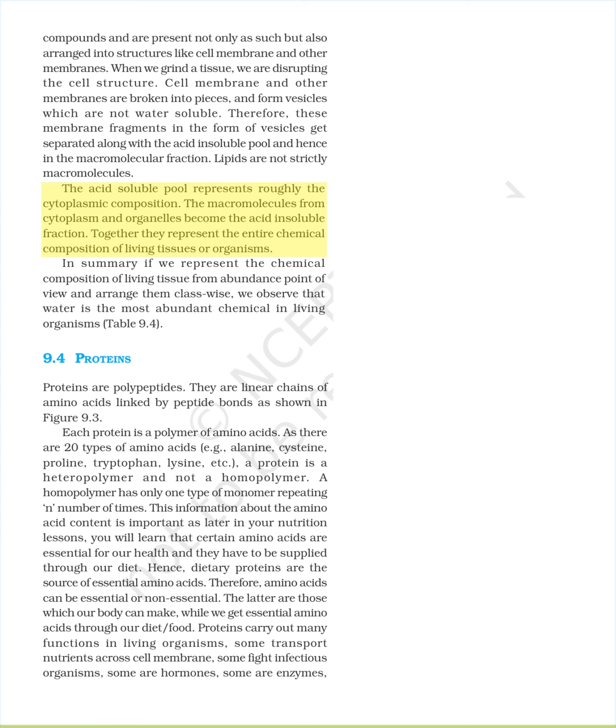The acid-soluble pool represents roughly the cytoplasmic composition. The macromolecules from cytoplasm and organelles become the acid-insoluble fraction. Together they represent the entire chemical composition of living tissues or organisms. In summary, if we represent the chemical composition of living tissue from abundance point of view and arrange them class-wise, we observe that water is the most abundant chemical in living organisms. Table 9.4.